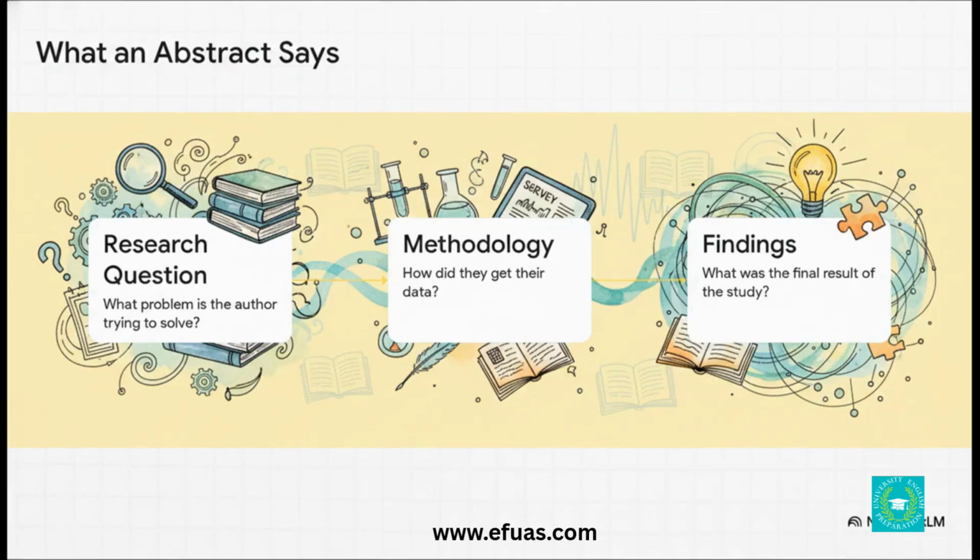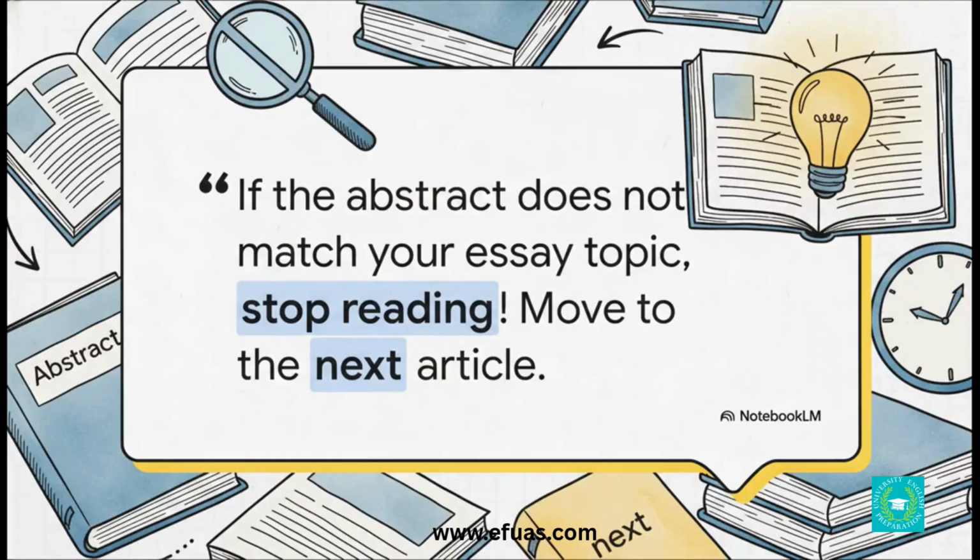A good abstract will tell you 3 things, super quick. Number 1, the research question. Basically, what problem were they trying to solve? Number 2, the methodology. How did they study the problem? Did they do an experiment, a survey? And number 3, the findings. What was the final result? What did they discover?